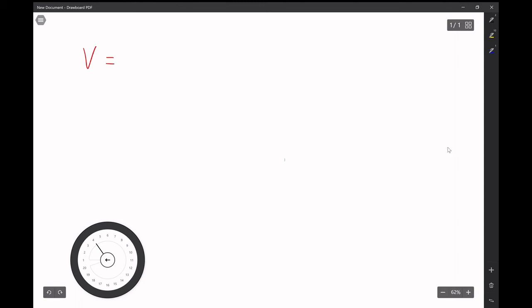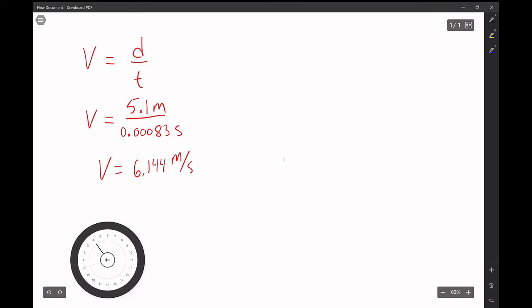All right, time to do a little bit of calculations. So again, I'm going to do v equals d over t. My distance was 5.1 meters, and the time it took was 0.00083 seconds. I get a velocity out of 6,144 meters per second.